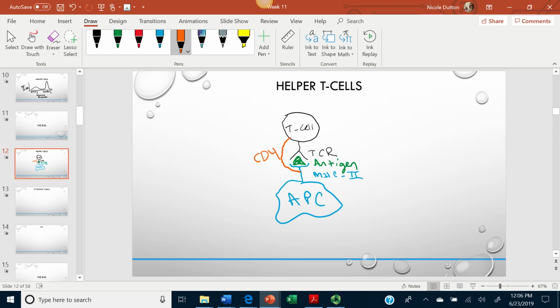Once this helper T cell is activated, then it will go help the immune system by stimulating other cells to fight whatever pathogen expressed that antigen in the body. So helper T cells help activate other T cells and other types of cells in the immune system.